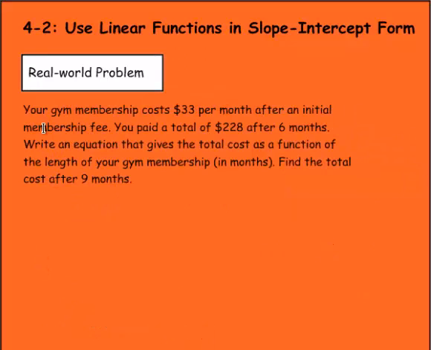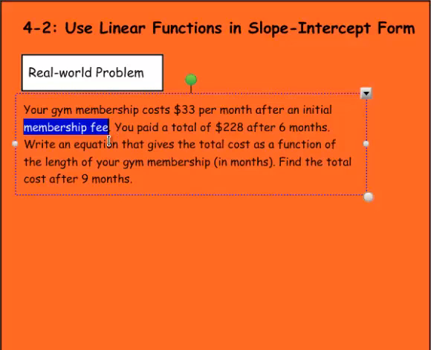Let's solve this problem here then. Your gym membership costs $33 per month after an initial membership fee. You paid a total of $228 after 6 months. Write an equation that gives the total cost as a function of the length of your gym membership in months. Find the total cost after 9 months. So here we have to find that constant, that b, that y-intercept, because it doesn't tell you that here. It was an initial membership fee that they don't tell you.